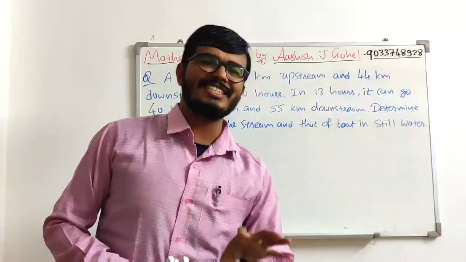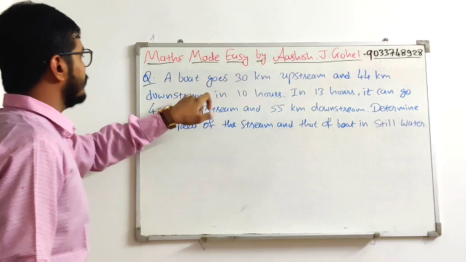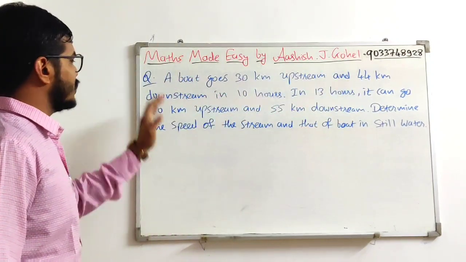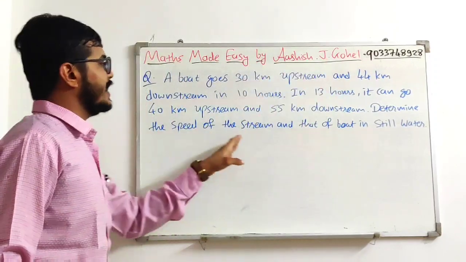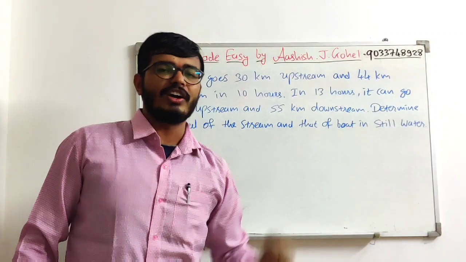So now let us discuss about the question first. A boat goes 30 km upstream and 44 km downstream in 10 hours. In 13 hours, it can go 40 km upstream and 55 km downstream. Determine the speed of the stream and that boat in still water.